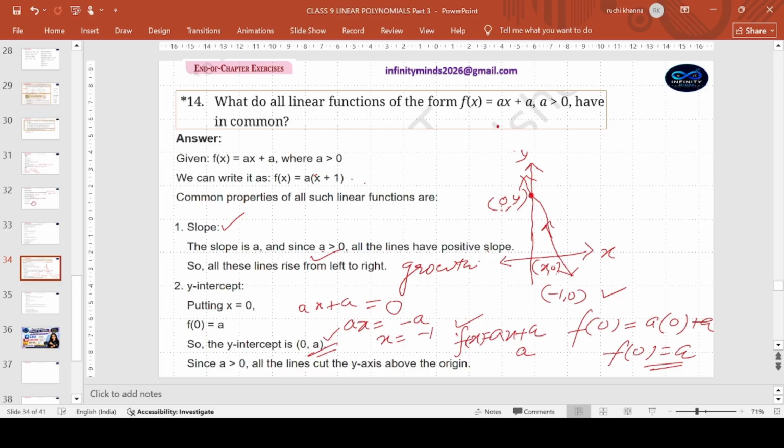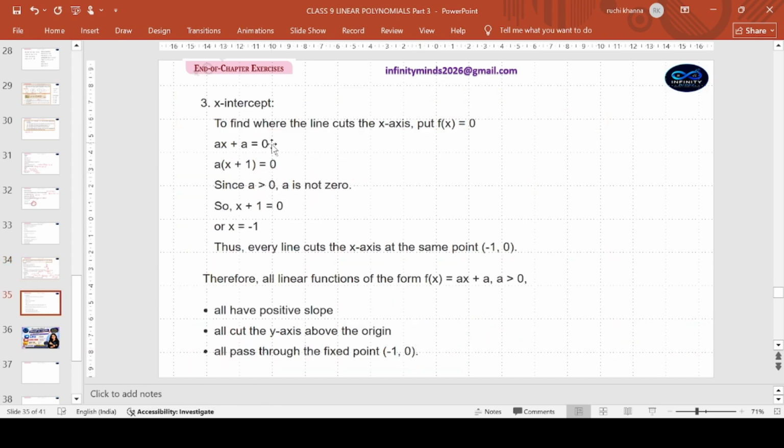Clear? So first you calculate by putting x = 0. You get f(0), which you can calculate to be equal to a. So it passes through (0, a). It cuts the y-axis above the origin. Second, to calculate when it meets the x-axis, the value of the function is 0, y is 0, f(x) is 0. There you can get the clear value of x to be -1. So it passes through (-1, 0) and (0, a).